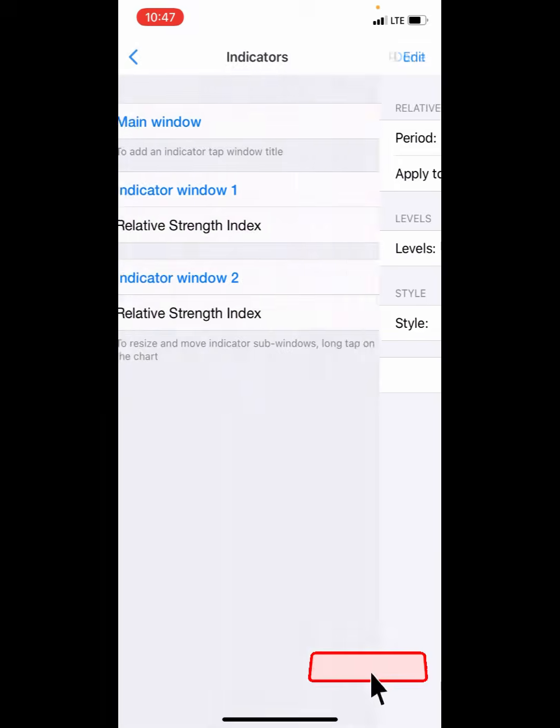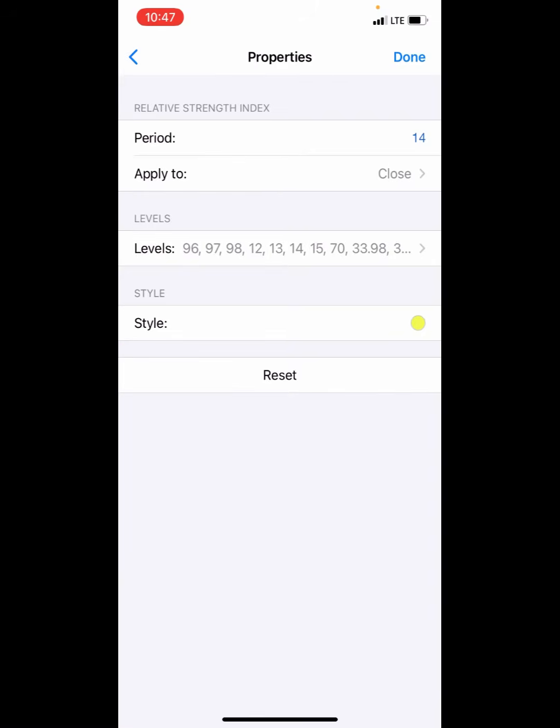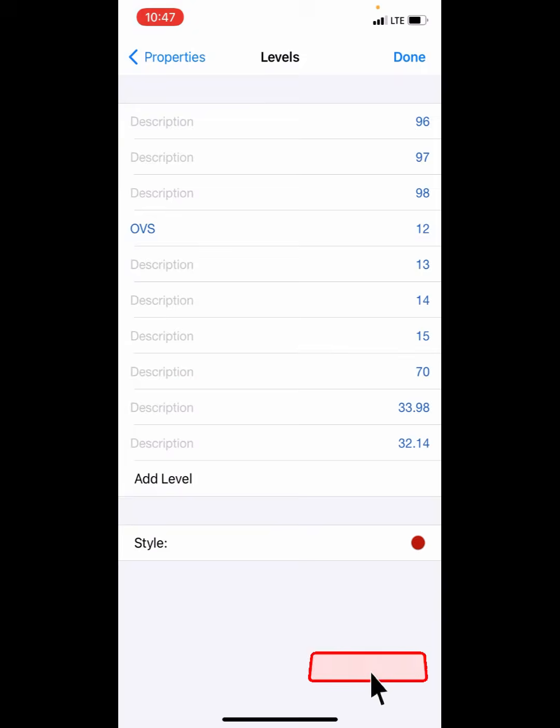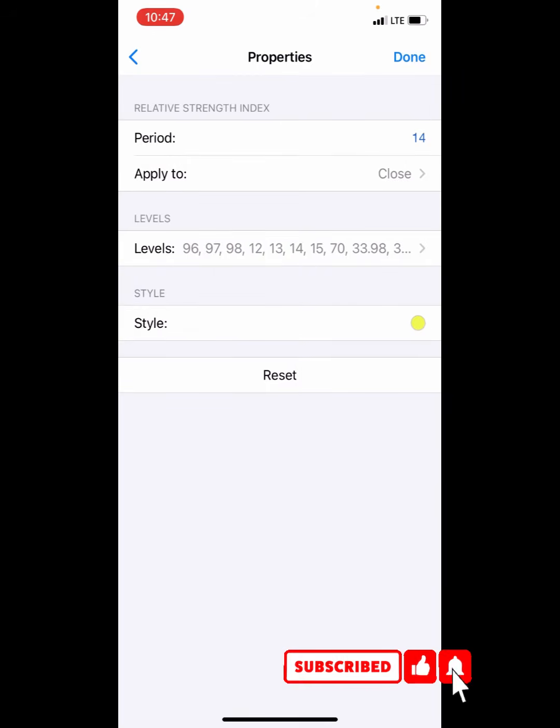Then for the second relative strength index, you have period to be 14, apply to close this time. And then the settings should be 96, 97, 98, 12, 13, 14, 15, 70, 33.98, and then 32.14. Put whatever color you desire, and done.